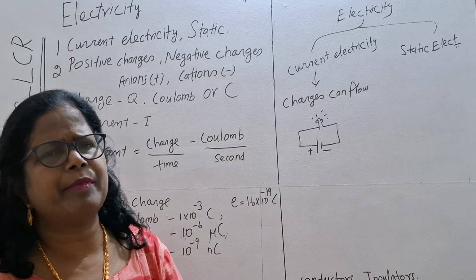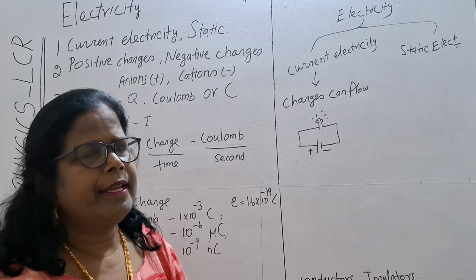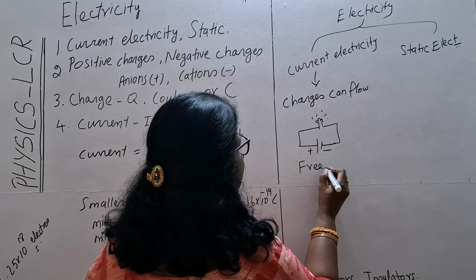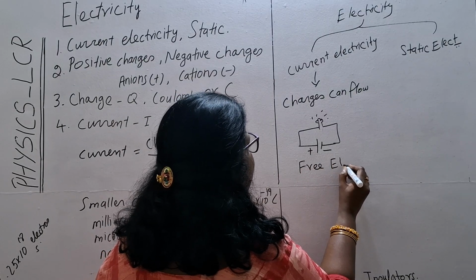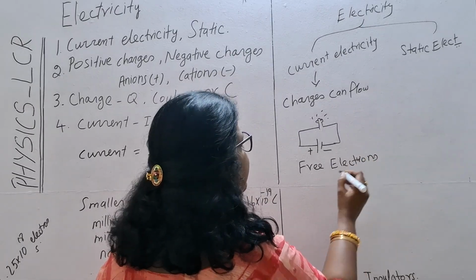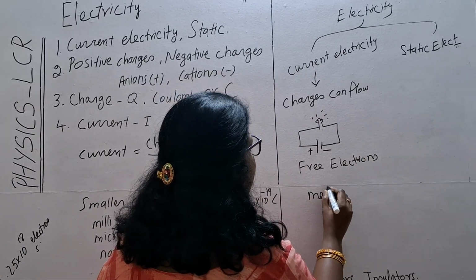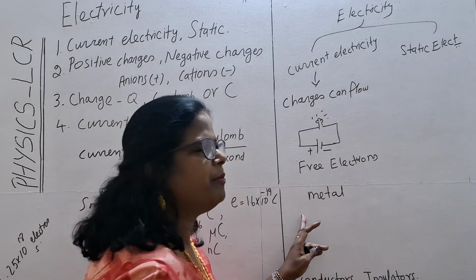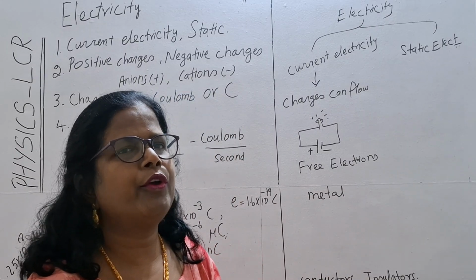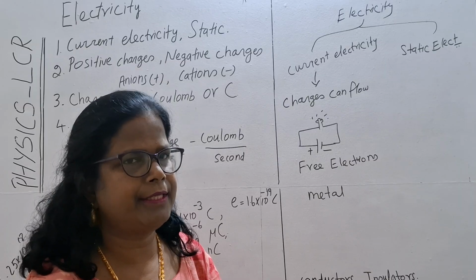So, conductor and non-conductor. All the metals we call conductors. In a conductor, free electrons are there. All the metals have free electrons, and that free electron is going to flow. So that is what we call the charges.